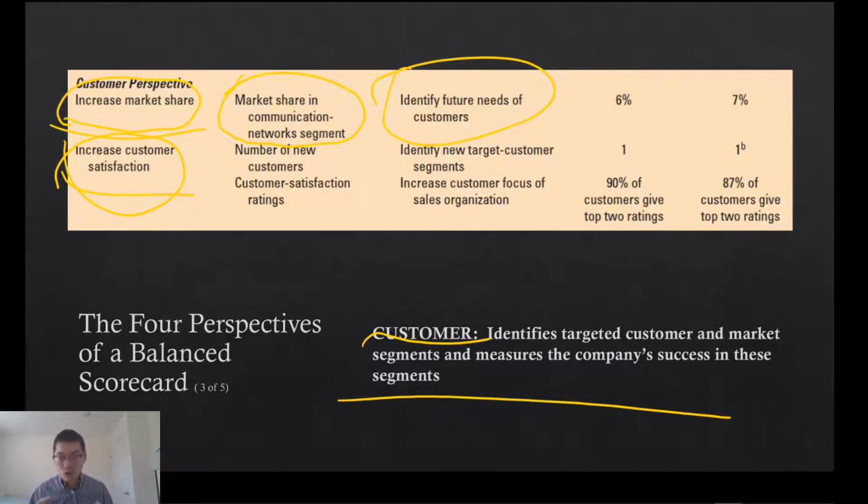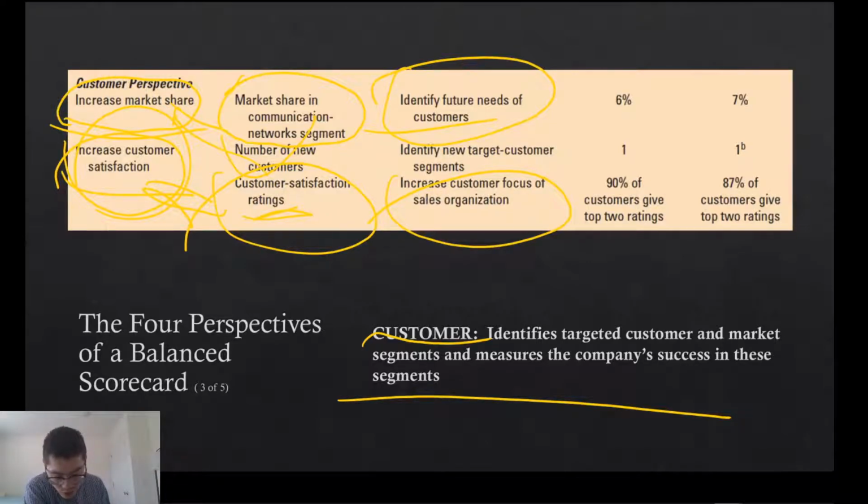Okay, incorporate into their products. So increase customer satisfaction, the number of new customers. This is also going to increase market share, and customer satisfaction rates. And increase customer focus of sales organizations.